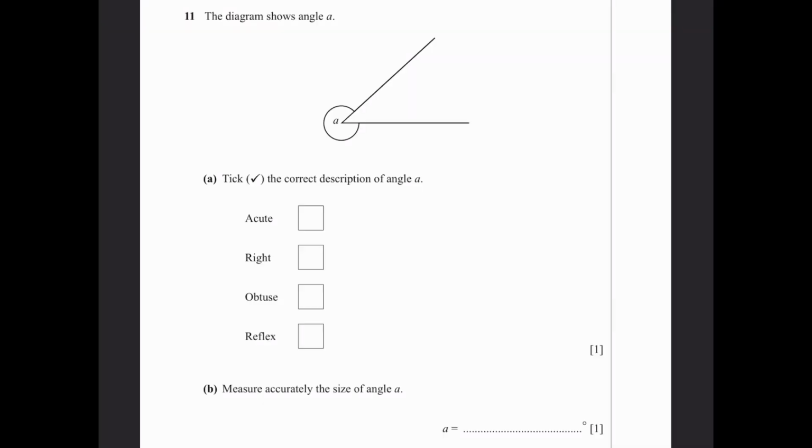Question 11. The diagram shows angle A. Tick the correct description of angle A. We can see that this is clearly more than 180 degrees. Therefore, we can say that this is a reflex angle.